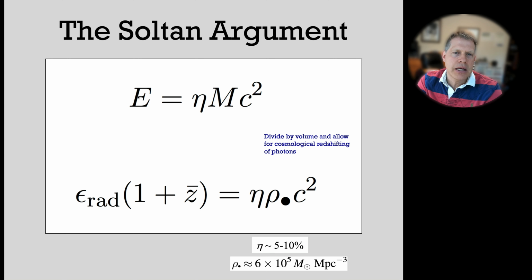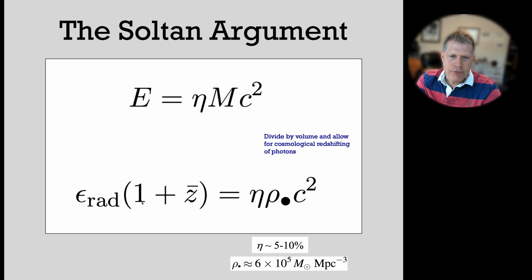You have basically that the energy produced by growing supermassive black holes will be the efficiency of accretion times the total mass in those generated supermassive black holes times c squared. It's basically E equals mc squared with an efficiency factor of accretion being included. You can then divide both sides of this equation by volume, and you then get eta times the mass density of supermassive black holes, equal to the energy density in the radiation field.